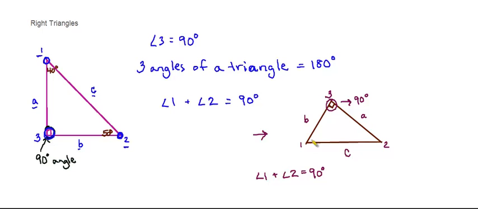And looking at these, you can say that maybe this one is 55, this one can be 35 degrees. It doesn't matter. They will total 90 degrees, and what you have are two acute angles.